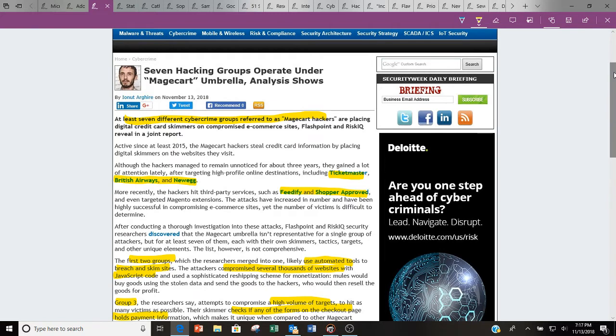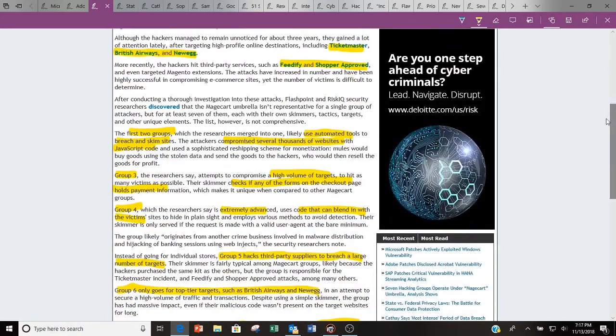The megacart breach, once again, is an attack where the threat actor is scraping information from a website, stealing credit card information. Some of the biggest companies that have been attacked were Ticketmaster, British Airways, Newegg, I think we talked about British Airways last week, Feedify and Shopper Approved, and others.